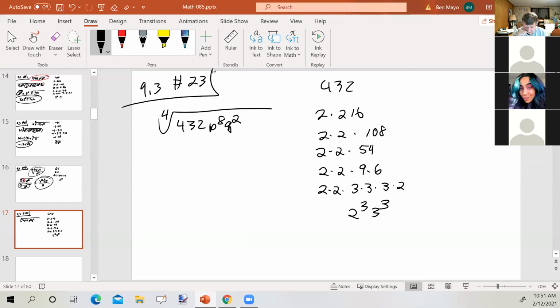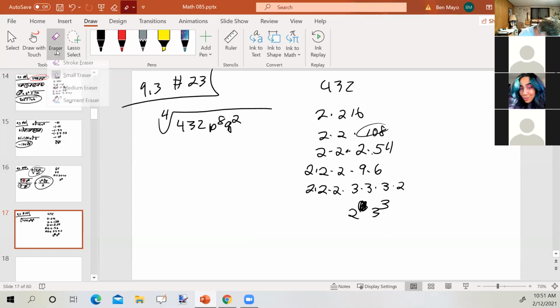Something's not right here, so hang on. I made a mistake. Let's see. Ah, I see what happened right here. There should have been another 2 that came out. This would be 2 times 54. So basically, I lost a 2 in the process. That's what I get for trying to hurry, because I've got lots of questions people ask and I want to get through all of your questions, but I need to slow down.